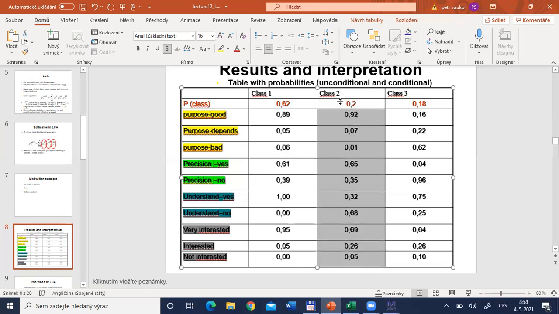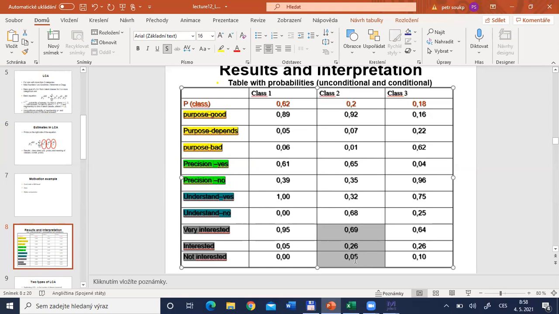Once again, it is approximately 1/5 of the people. So they are mostly saying the purpose is good. They are mostly believing the precision. According to interviewers, they do not understand at all. And they are quite interested. What could be the name for the second latent class? Some idea?